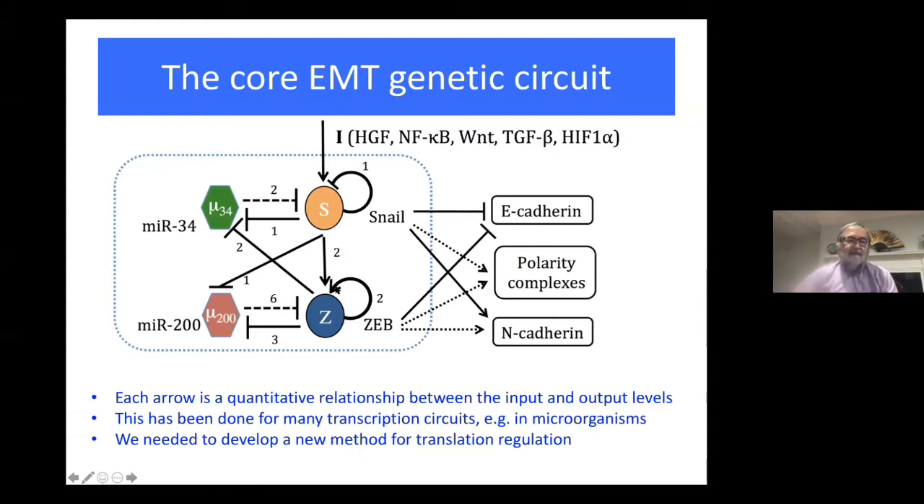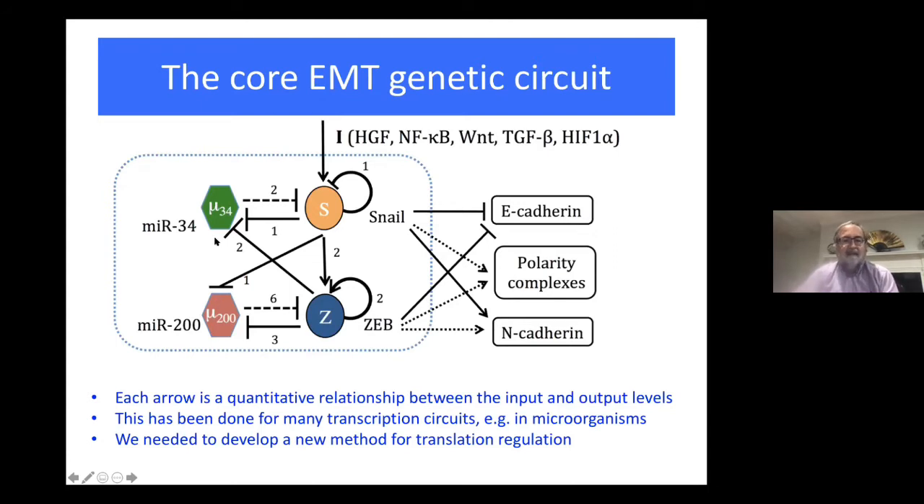Now, of course, biology is always more complicated than any simple model like this. There are multiple types of snail, there are multiple types of zeb, there are other intermediates. And all that is fine. We'll talk a little bit about extending to more realistic circuits in a moment, but let's try to understand what the core behavior is. On the left-hand side, the epithelial side, these things are mutually repressing each other as switches. So if this side is high, we remain in the epithelial state.